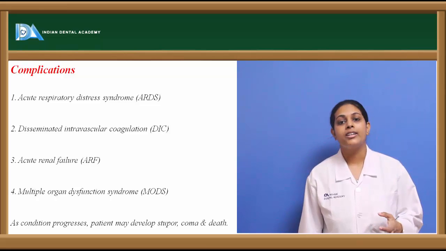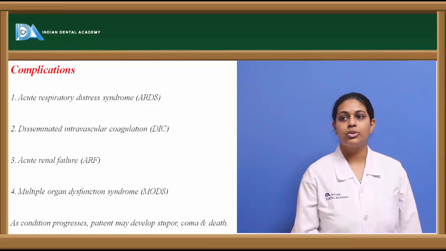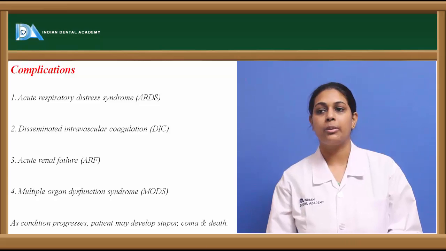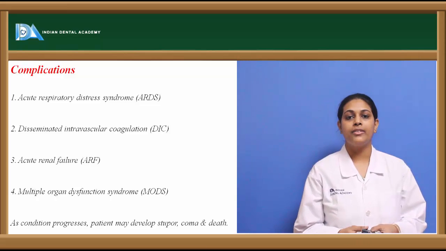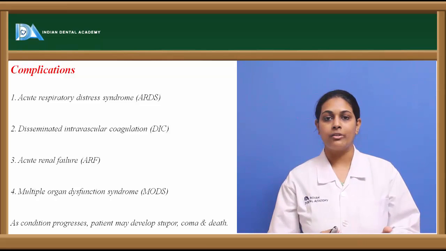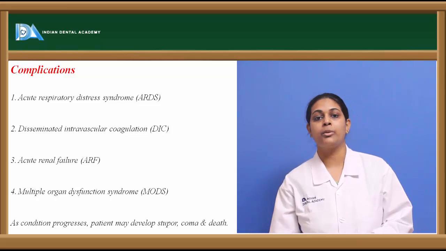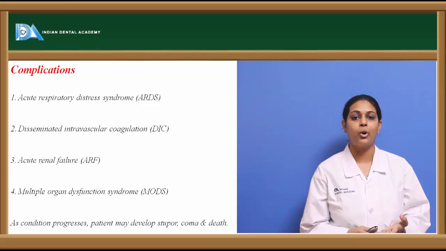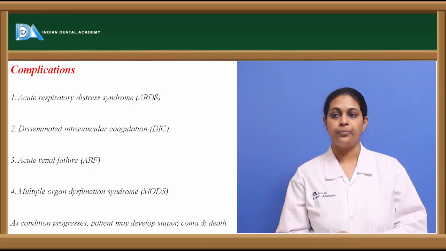Coming to the complications, shock might progress into acute respiratory distress syndrome, mostly when the lung is involved. Other than that, another complication we see because of shock is disseminated intravascular coagulation. When the kidney is affected in shock, we see acute renal failure also. And as a consequence of shock in lung, it might also involve the other organs in the body, and this condition is known as multiple organ dysfunction syndrome.